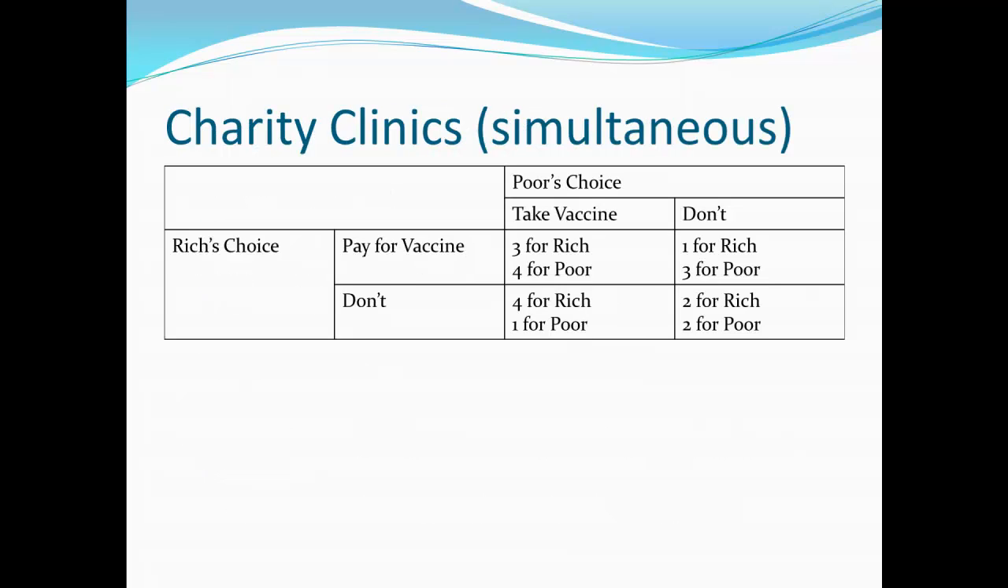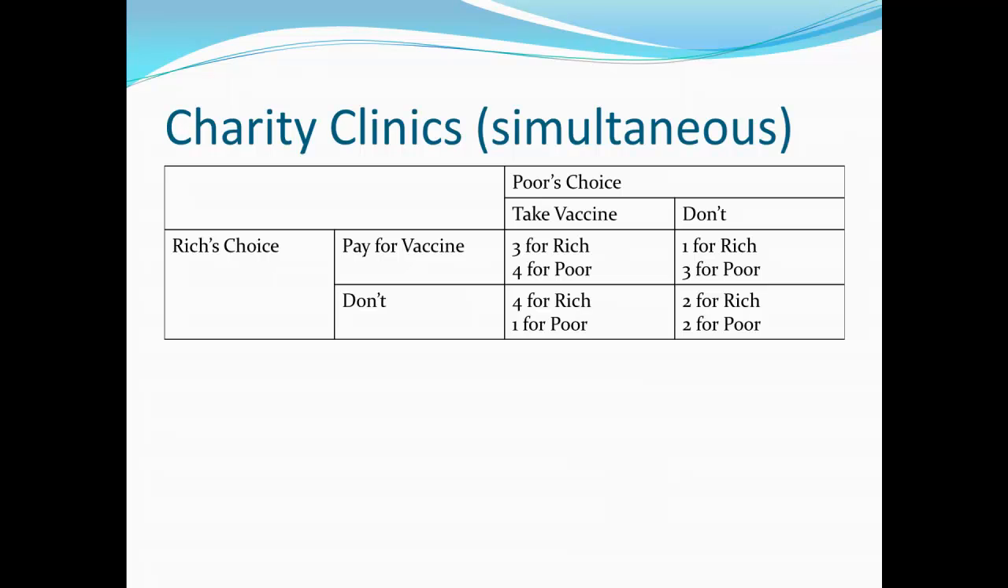This is another application, what I would call charity clinics. First, let's think about this as a simultaneous game. So here we have the rich and the poor. The rich can either pay for a vaccine for the poor to take or not pay for it. The poor then have the choice of either taking the vaccine or not. Now, if we think of this as a simultaneous game where each of them is playing, not quite sure what the other player is going to do, we can walk through and find a Nash equilibrium.